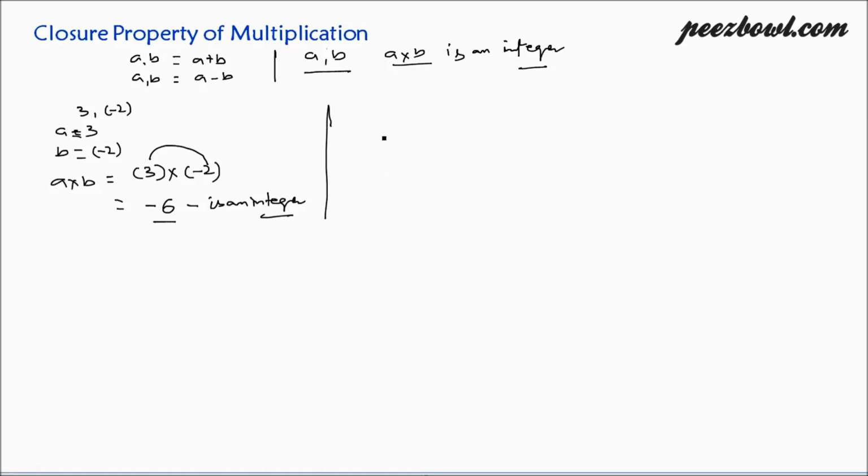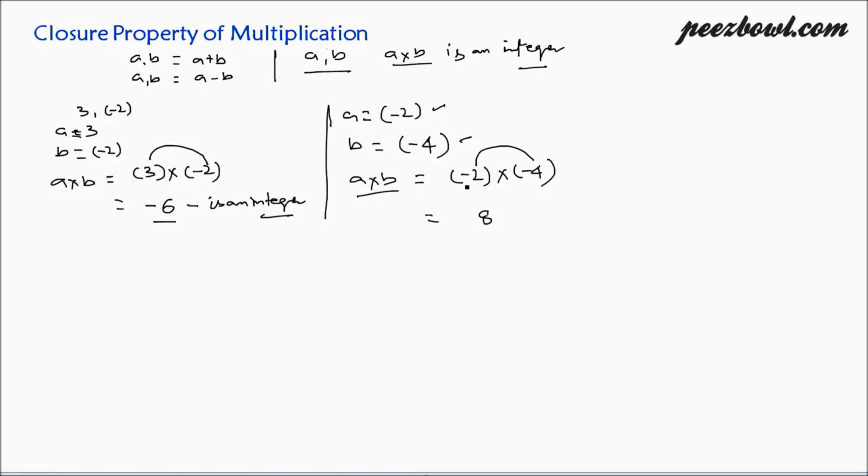Let us see another example. Suppose we have minus 2 as a and b as minus 4. A and b both are integers. Let us find out a multiplied by b whether this is an integer or not. A multiplied by b will be minus 2 multiplied by minus 4. 2 multiplied by 4 is 8, and when a negative integer is multiplied by a negative integer, then the result of the multiplication will have a positive sign. So a multiplied by b will be 8. This is also an integer. So this property is true for multiplication. That is, closure property of multiplication is true.